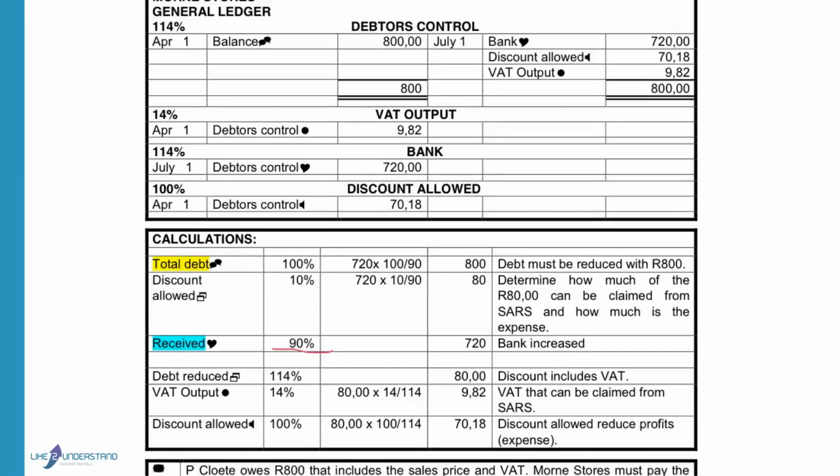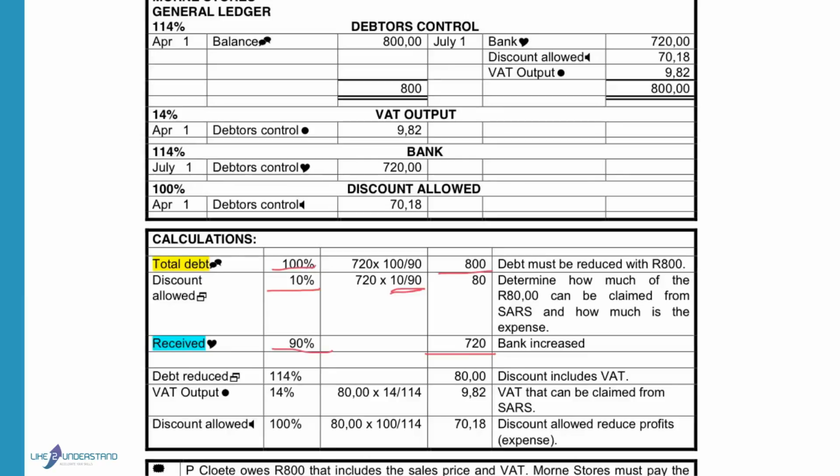And that 720 then equals 90%. If we want to know what is the discount, the 10%, we have to calculate 10 over 90 to work out what is the discount. If we want to determine what is the total debt, then you will say 100 over the 90, and that will give me the 800 rand.